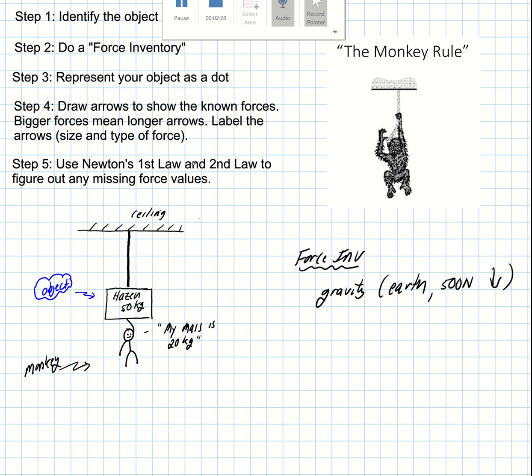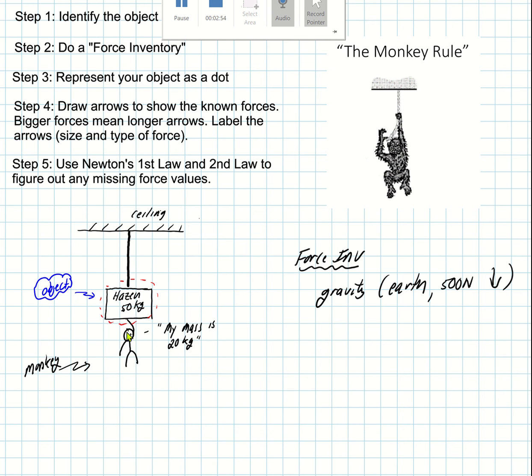So now I'm going to be thinking about what else is touching my box. Because gravity, I didn't really talk about this earlier, but the Earth doesn't have to be touching things to be pulling on them, but everything else pretty much does. So I see that I've got a rope pulling up, and I've got a monkey pulling down. That's weird.